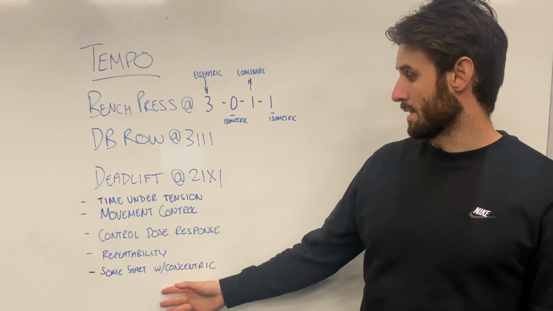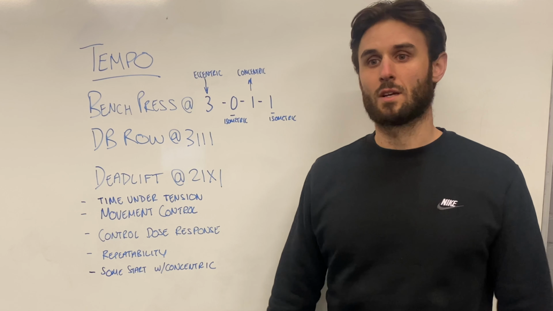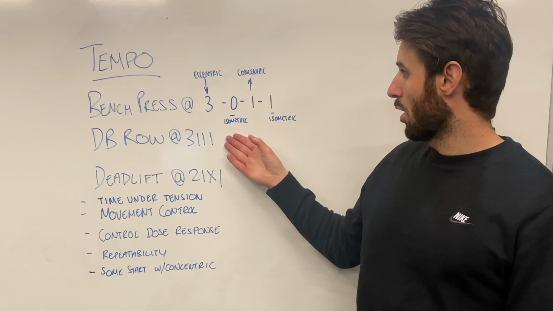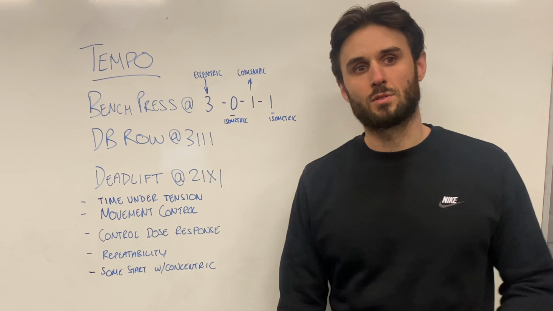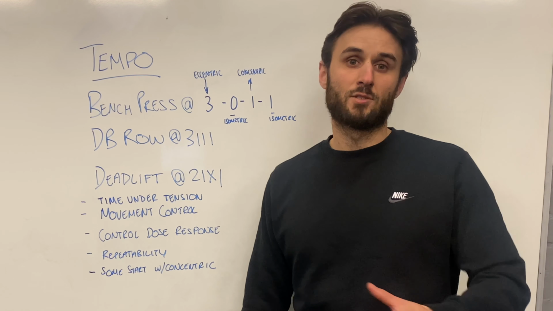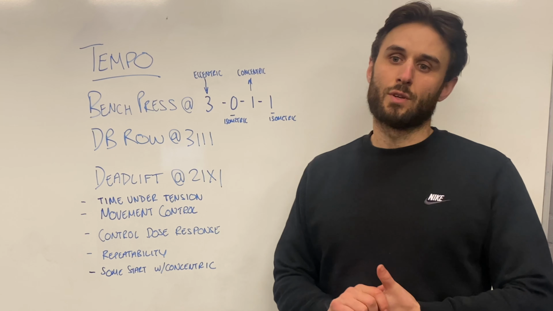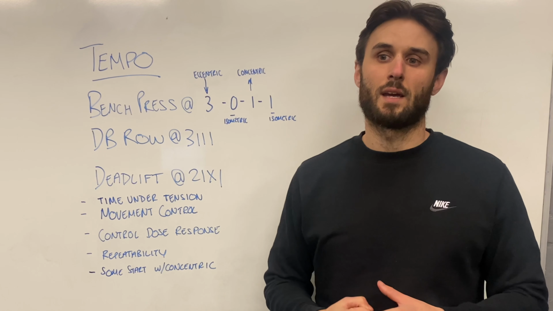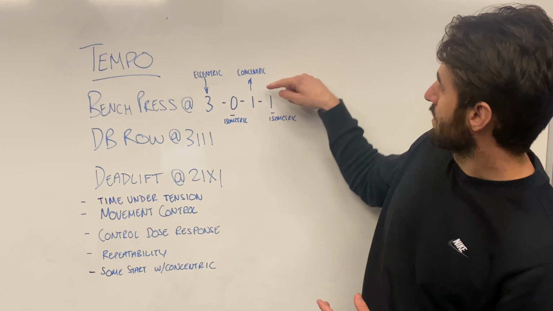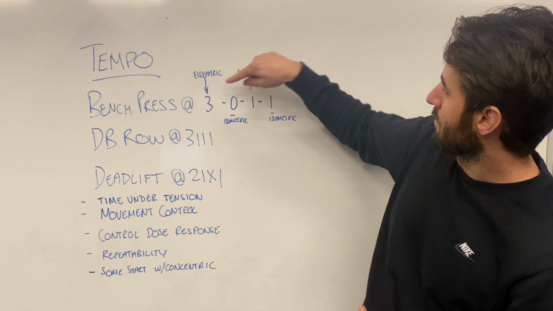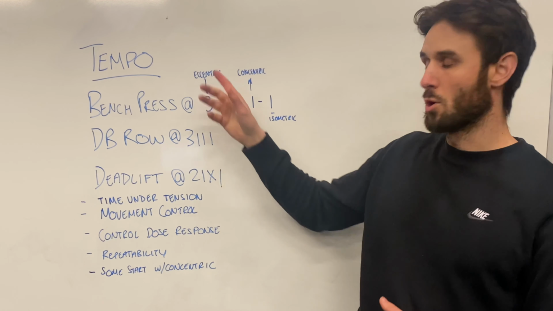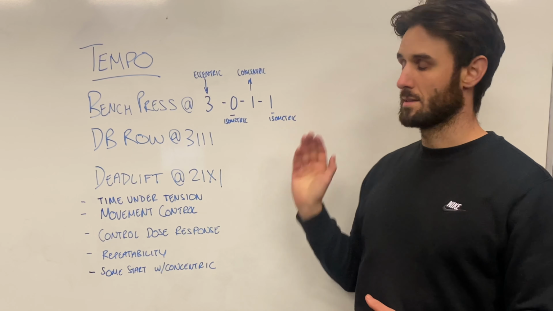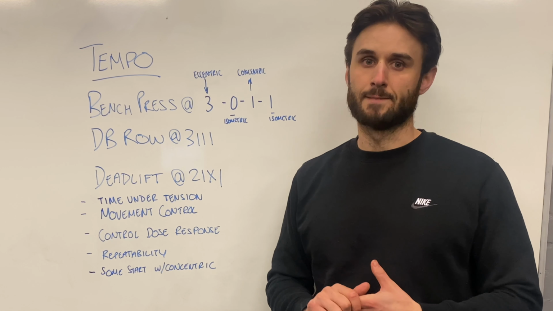Some exercises start with the concentric portion, and that would be your row and your deadlift as 2 examples. So if you think about a dumbbell row, you would do the concentric or the pull first, and then you would do the second number, and then you would go to that one. But we always write it that way: eccentric, isometric, concentric, isometric. That's how we always write it.